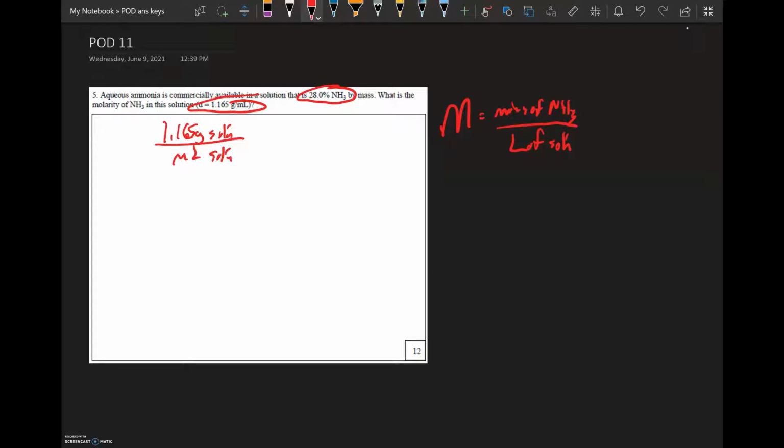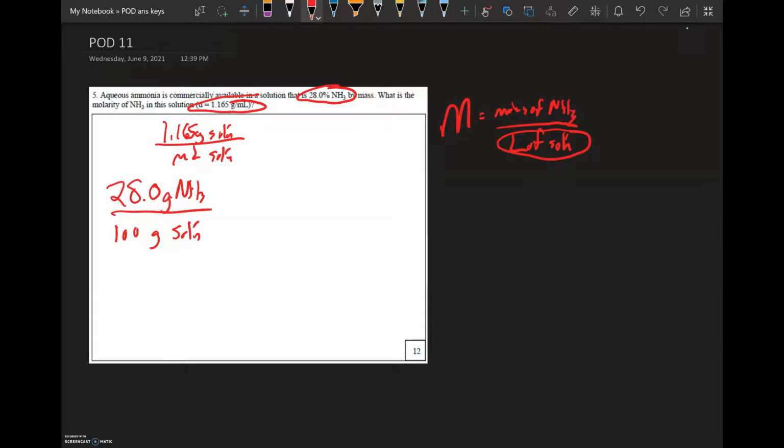The density of the solution is 1.165 grams of solution per milliliter of solution. We notice that the molarity is moles of NH3 per liter of solution, so this is how we get our volume from milliliters into liters. The other thing is that we have 28% by mass, and that percentage is out of 100, so we can say that we have 28.0 grams of NH3 per 100 grams of solution. It's just an assumption you make for the simple fact that the percentage is out of 100.